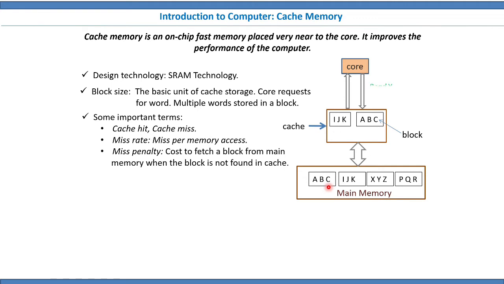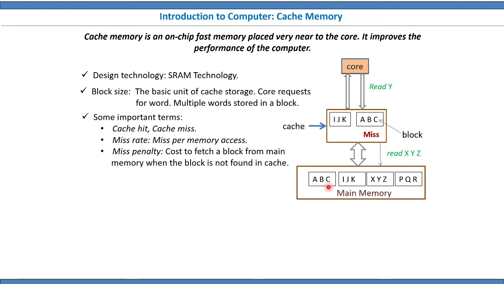Now the next one: the core is requesting a word called Y. When the request comes to the cache, it will search in the cache, and as you can see, the block containing Y is not here, so it is a miss. A miss means the request will be forwarded to main memory.